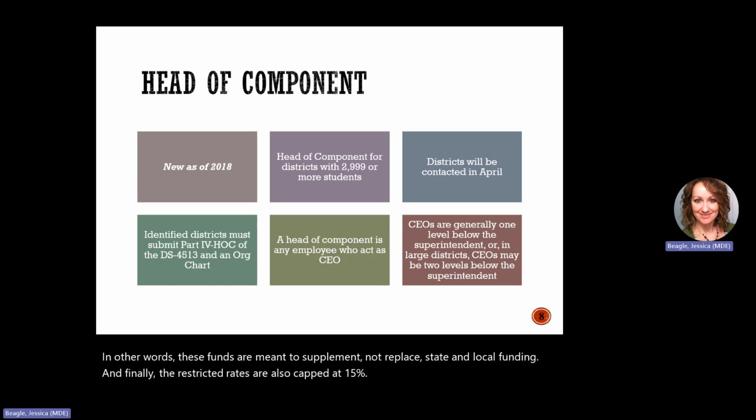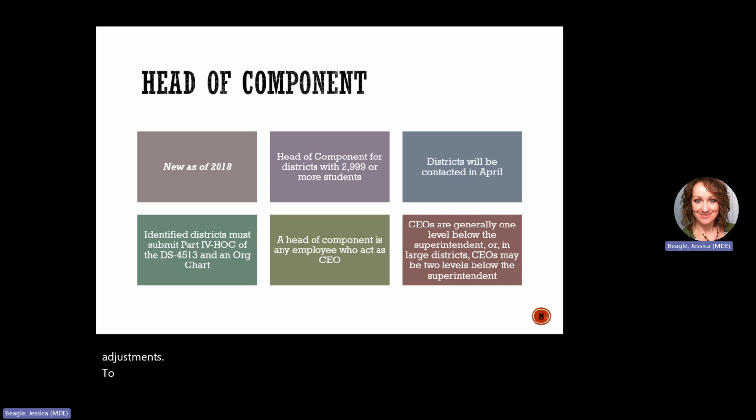As I mentioned earlier, the head of component, meaning the chief executive officer and their component units, cannot be included in the numerator of the restricted rate. And unfortunately, this does require a manual adjustment, which involves the district reporting their head of component on the DS 4513 form. This is the form that we use to make adjustments to the rates, and districts are required to submit this form if they are considered to need that information for the head of component.